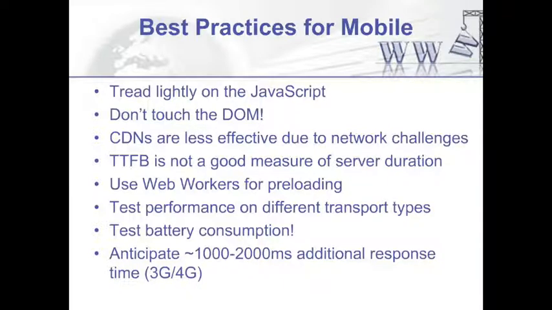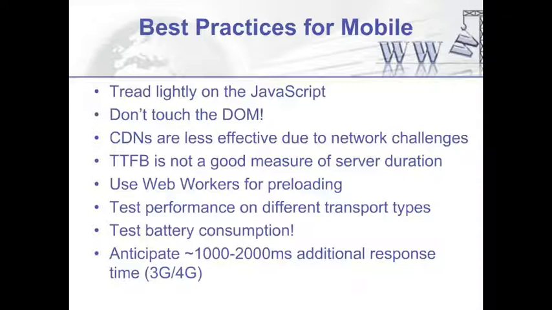CDNs in the mobile case are less effective due to network challenges. If you think about our model, it explains that very easily. The CDNs are less effective simply because more time is spent in T1 getting the connection made than is actually spent downloading the data. Our model immediately leads us to an understanding of why these rules are true. Same thing is true for time to first byte: it isn't a good measure of the server duration, simply because that first byte may have meandered its way to you through a very long path. I do recommend using web workers for preloading, simply because this will help your mobile users by trying to anticipate the content that you're going to send them next.